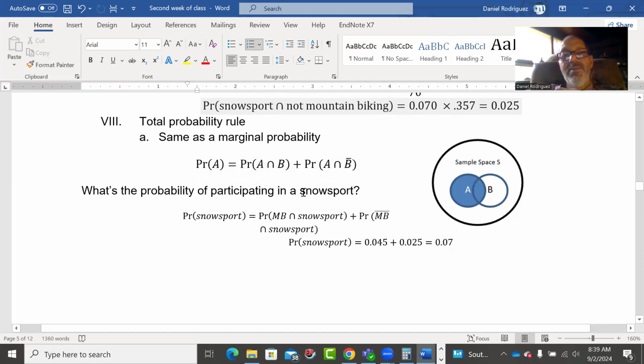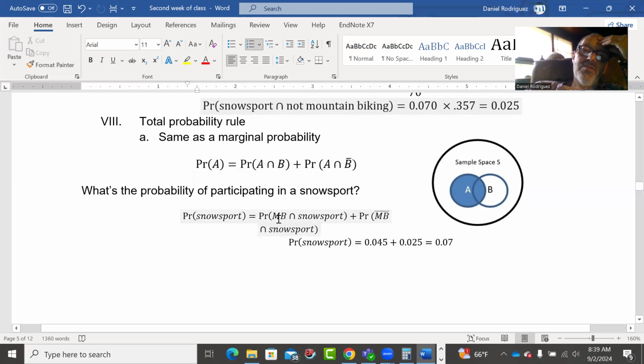So that's the probability of A intersection with anything outside of these, the not B. So it's this little area right here, plus the probability of A intersecting with B, which is that little football shaped part right here. Now, you'll see why we need this in a second. So what's the probability of participating in a snow sport? Well, think about it.